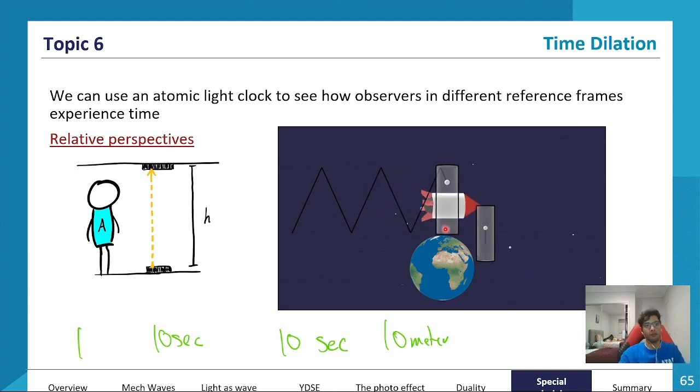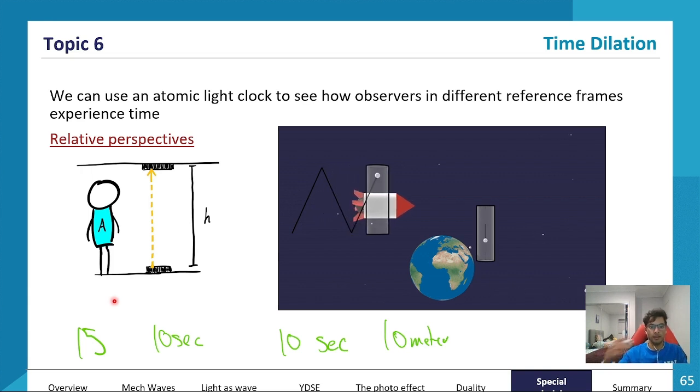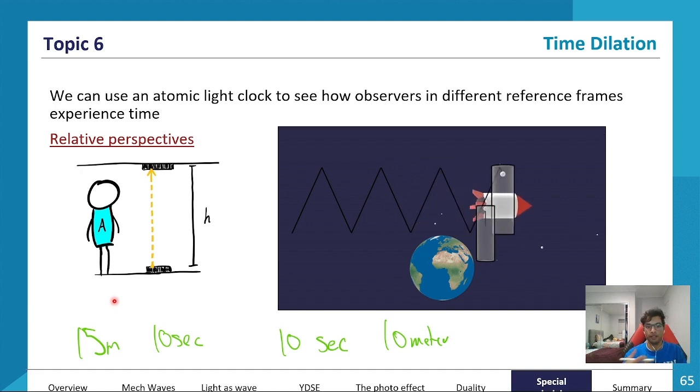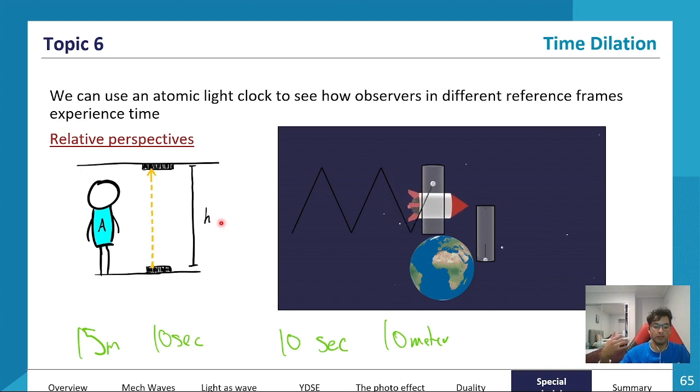And the reason why this is a problem is because in the case of the rocket, light has traveled a greater distance in the same amount of time. And because we said the speed of light is constant, that's breaking the laws of physics, because light just traveled faster than the speed of light. But that's not the case. The reason that's not the case is because of something called time dilation.